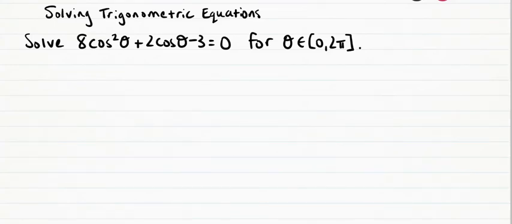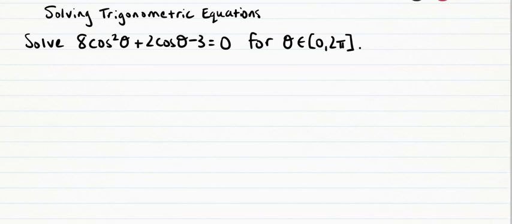So this video is going to go through an example of solving what we call a quadratic trigonometric equation. Here we want to solve the equation 8 cosine squared theta plus 2 cosine theta minus 3 is equal to 0. And we want to solve this equation for all possible solutions for theta between 0 and 2 pi.